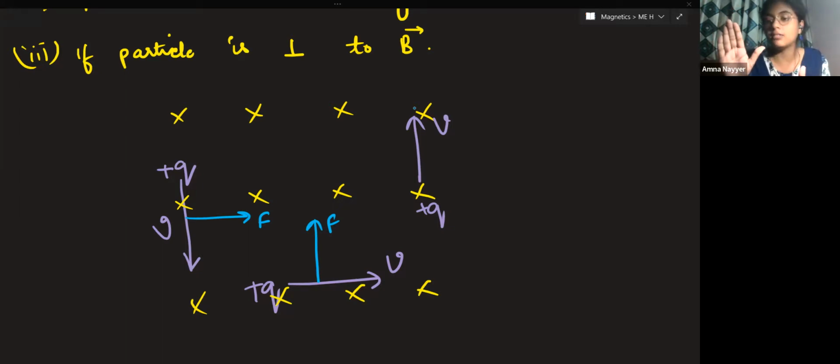Fahad, try this right now. You keep your right hand. I hope you're using your right hand, Fahad, because you're a lefty. Just keep in mind, right now you have to use your right hand. Only the right hand will help you for this law.